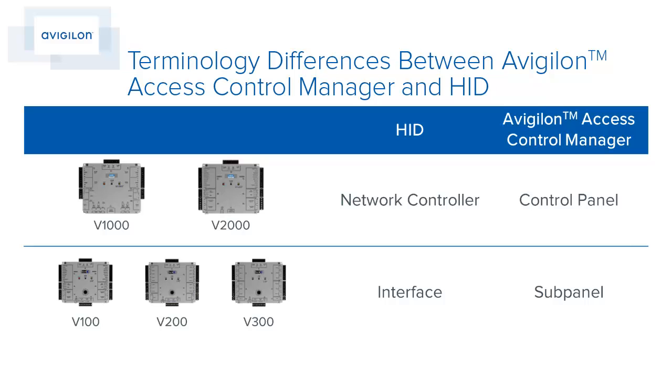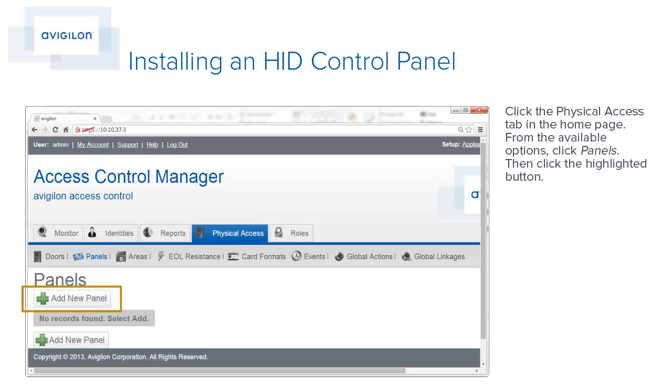Note that terminology differs between HID and Avigilon Access Control Manager. See the table here for differences in terminology. To install an HID control panel, start by clicking the Physical Access tab in the Home page. From the available options, click Panels, then click the highlighted button.